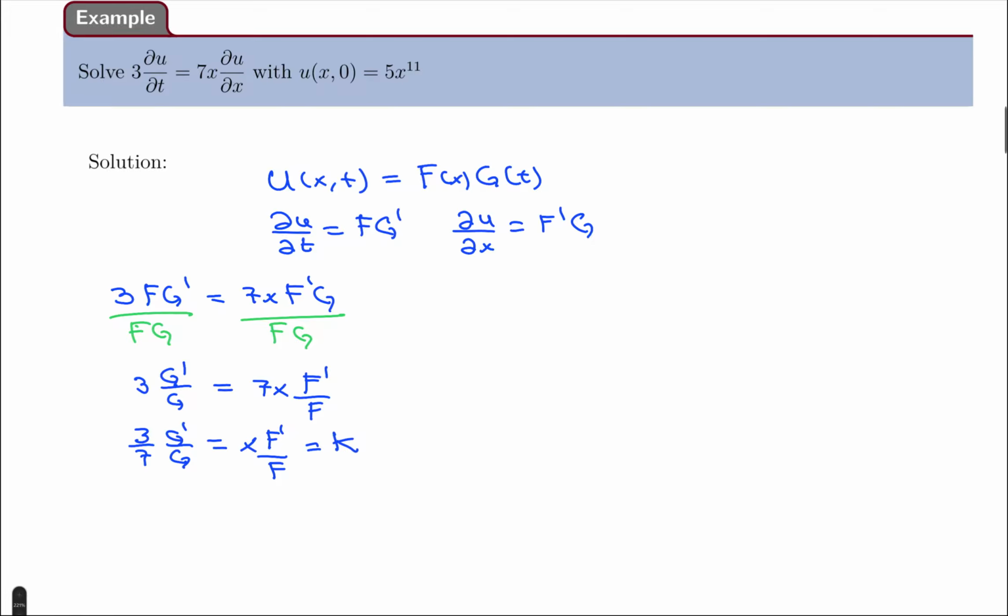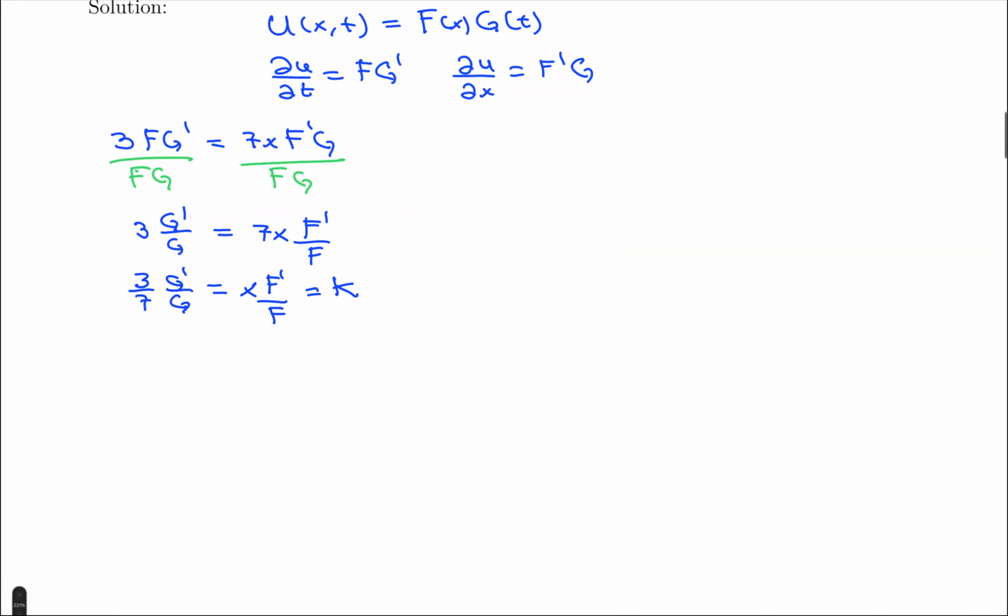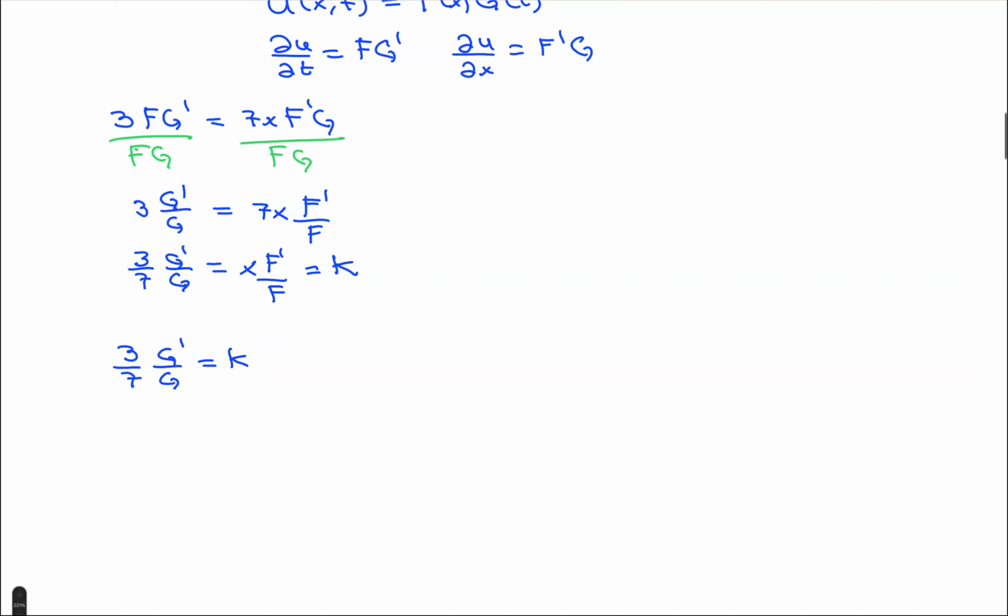All right, so let me solve the first equation. So the first equation, I'm going to replace g prime with dg over dt. Well, let me write the equation again. 3 over 7 g prime over g equals k. We solve this equation, then we're going to solve the second equation. So that'll be 3 over 7. This g in the denominator means 1 over g times g prime, which is really dg over dt. And in this case, g is a function that depends on time, on t, right? dg dt, which equals k.